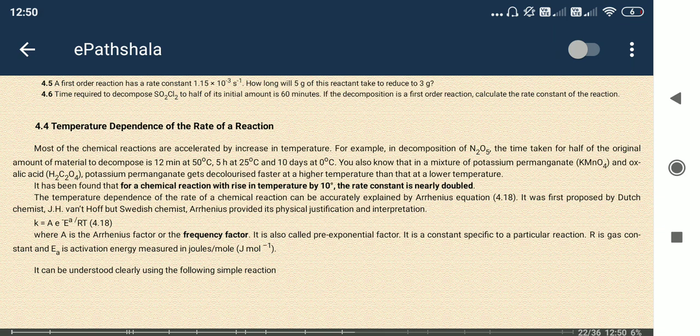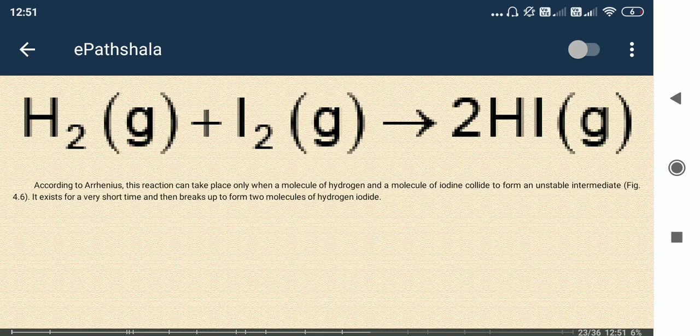So what is the significance? K is the reaction rate constant, and A is the Arrhenius constant. e is the base of the natural logarithm, and Ea is the activation energy. R is the gas constant, and capital T is the absolute temperature. So k is equals to A into e to the power minus Ea by RT. This is the temperature dependence of reactions.